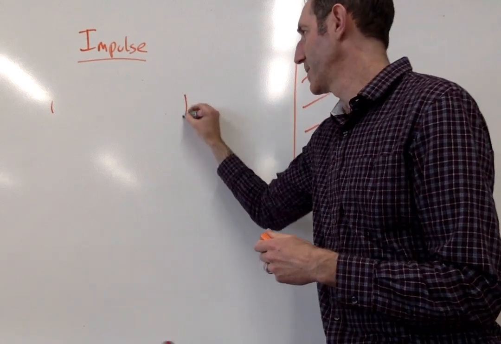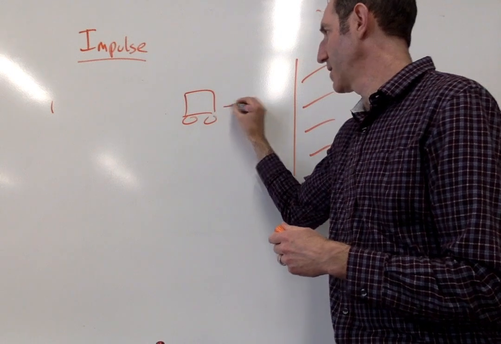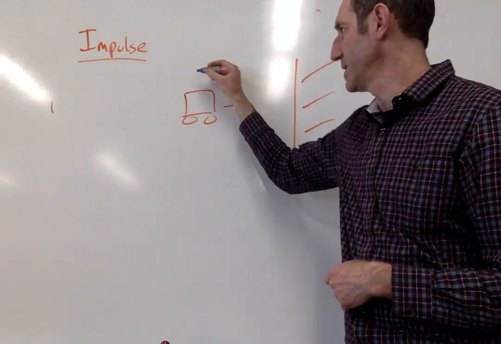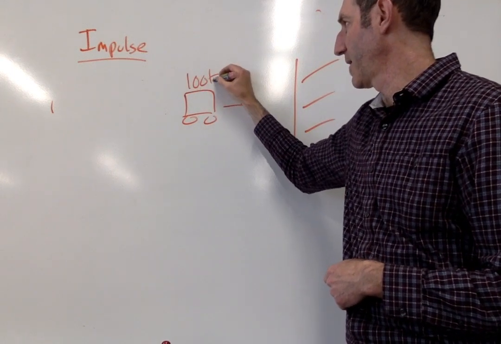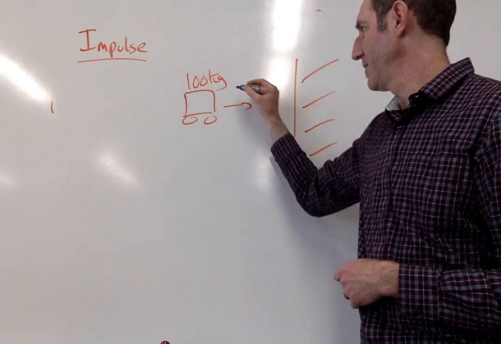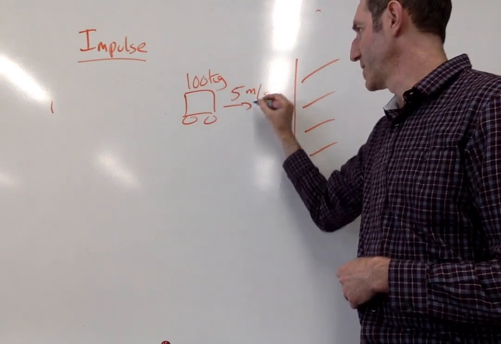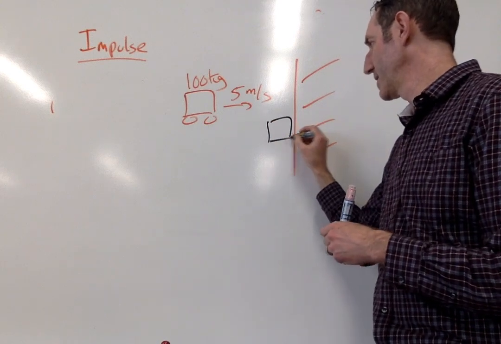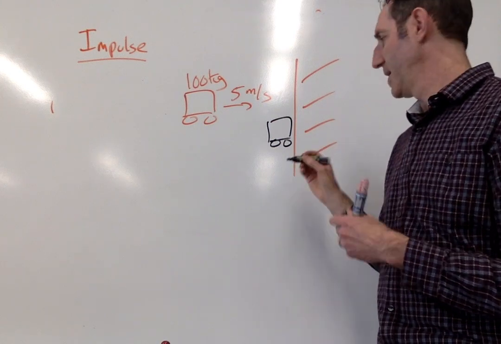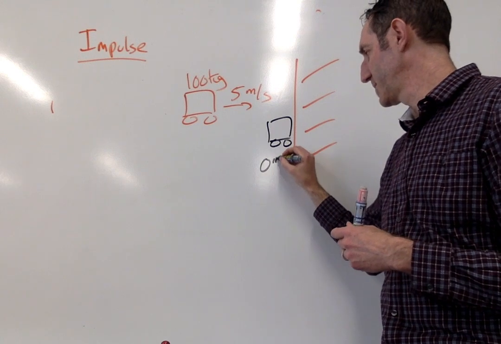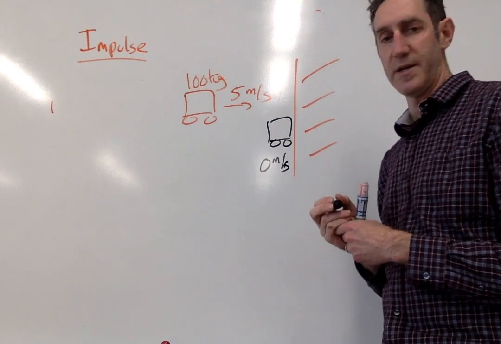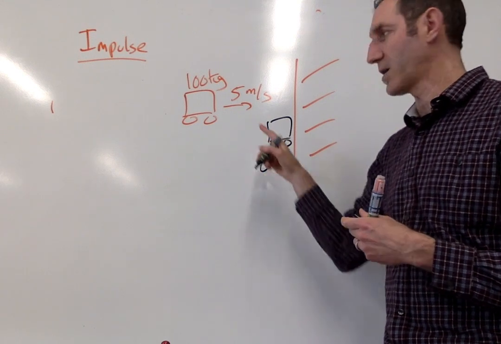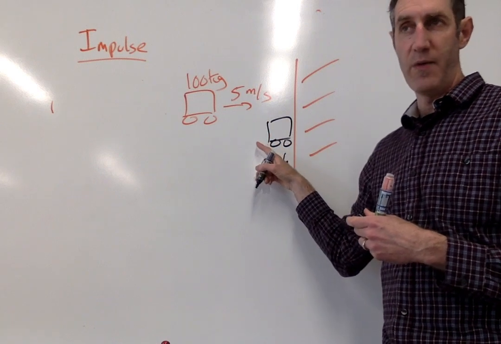Let's just draw the car up here like this. There's our car. And just to make the numbers really easy, let's say the car has a mass of 100 kilograms, and let's say it's going at 5 meters per second. And then the car is going to crash into the wall right here, crash and stop. And when it stops, obviously, it's going to have a speed of 0 meters per second. So you can see the momentum of the car did actually change. And where did it go?